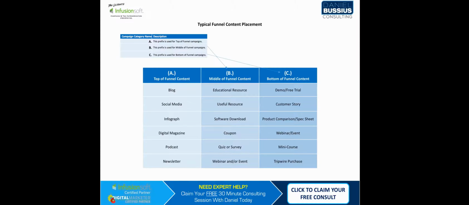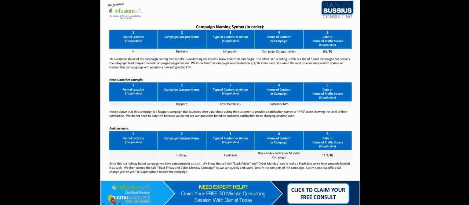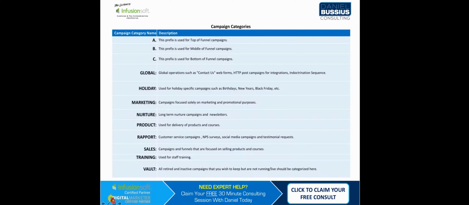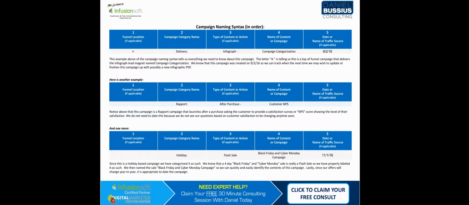So let's take a look at how we should label the campaigns. I've got a couple examples here showing our campaign category strategy and also implementing our campaign naming syntax. I've labeled it here in order, 1 in sequential order, 2, 3, all the way down to 5. The first thing that needs to be labeled is the funnel location, which for this example is a top of funnel campaign category, and therefore it should be labeled with an A.